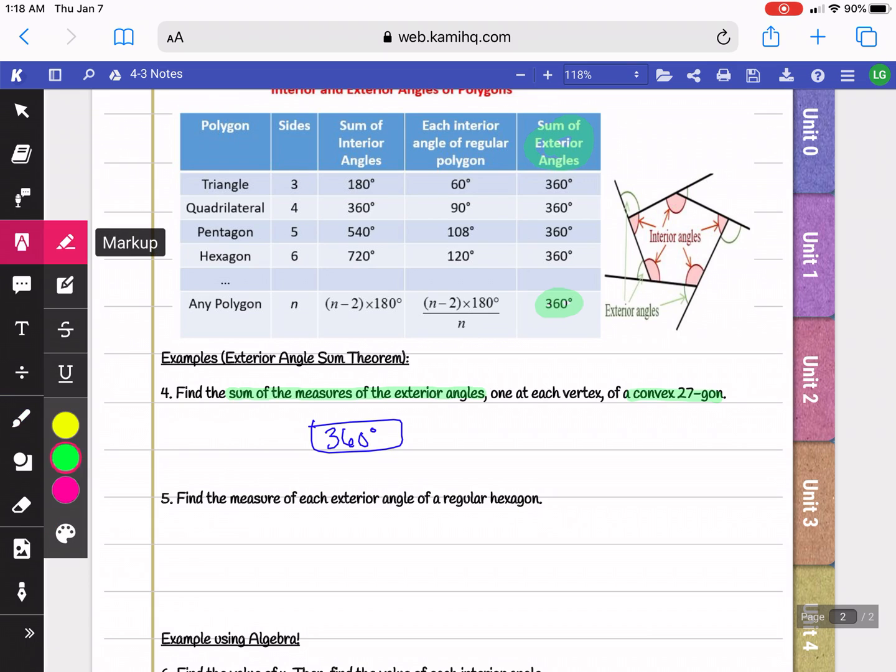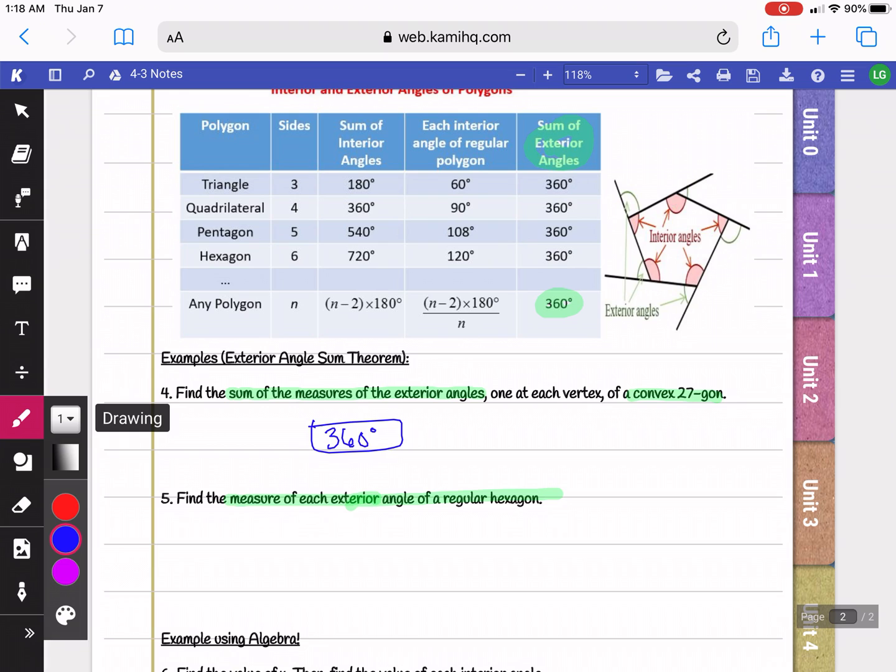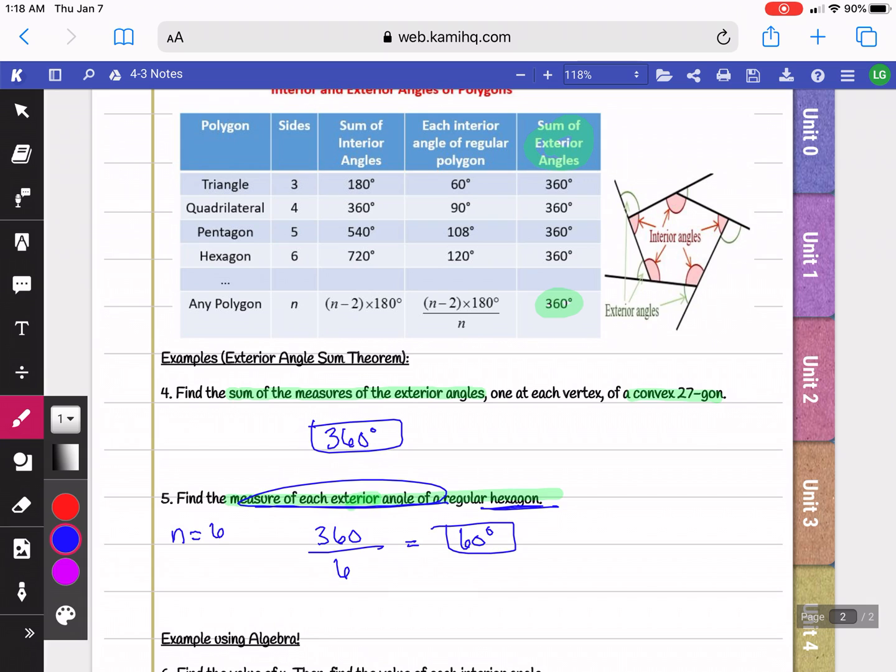Our next problem says find the measure of each exterior angle of the hexagon. So here we have to do a little work because they only want one of the angles. And remember, hexagons have 6 sides. So here we know the exterior angles add up to 360. If we only want to know one of them, we would divide that by the number of sides. So each exterior angle would be 60 degrees. So basically, if you want one exterior angle, you do 360 and you divide it by n, the number of sides.